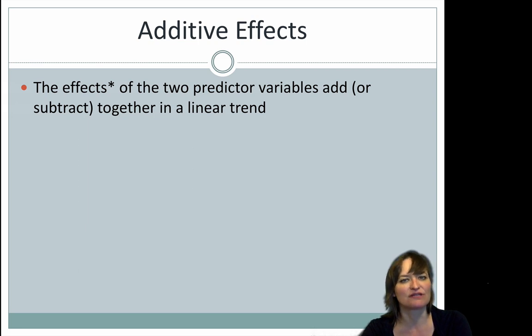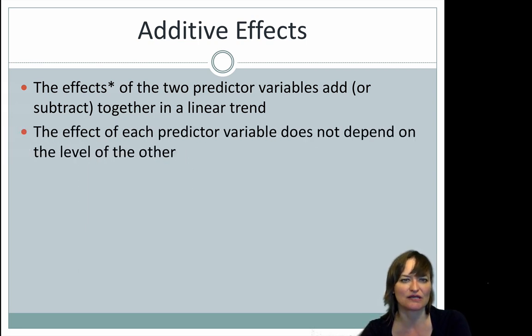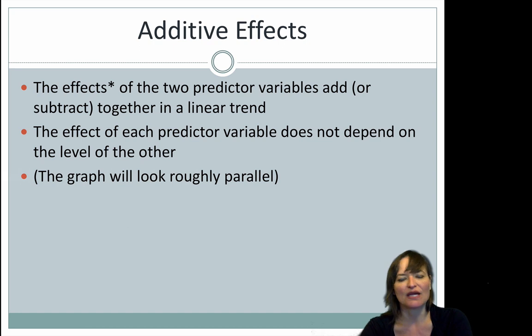Additive effects: the effects of the 2 predictor variables add or subtract together in a linear trend. So the effect doesn't depend on the level of the other predictor variable. And the rule of thumb we're using at the moment is that the graph will look roughly parallel. And we'll use that rule of thumb until we get to the inferential statistics towards the end of the term.